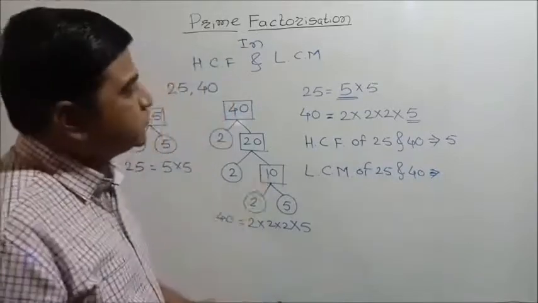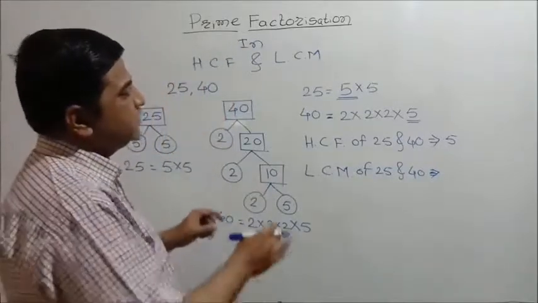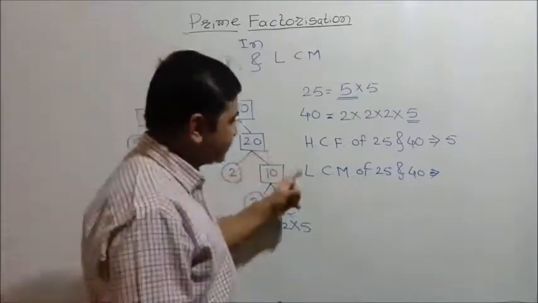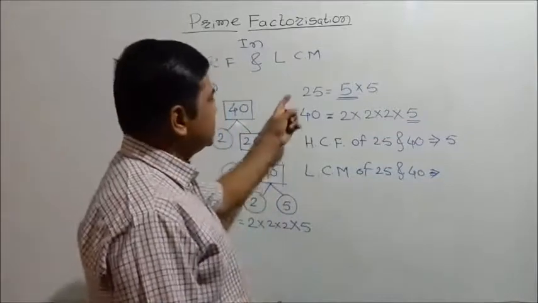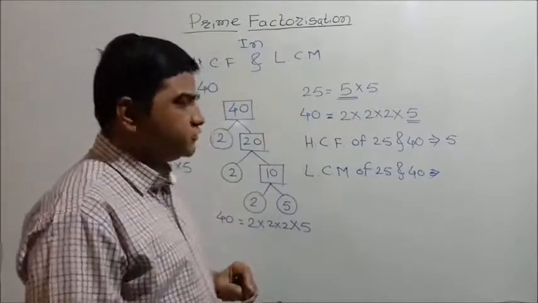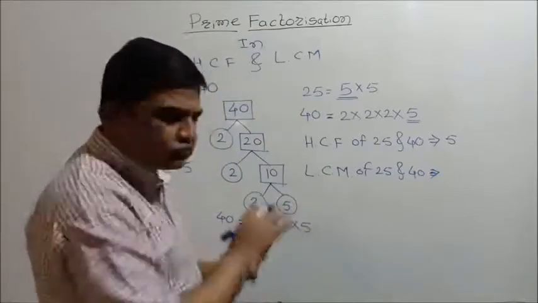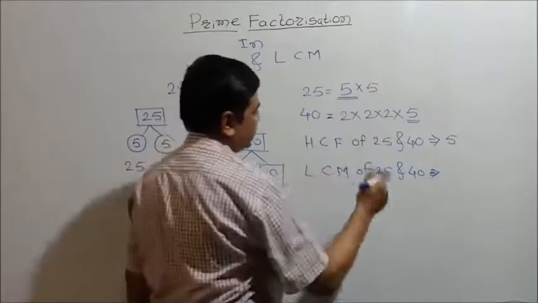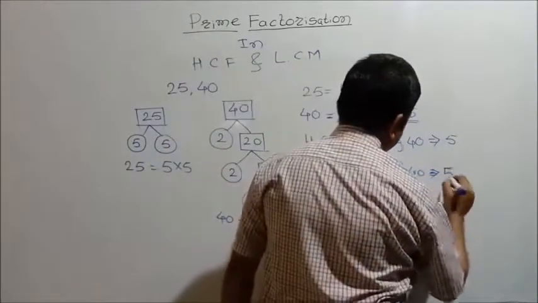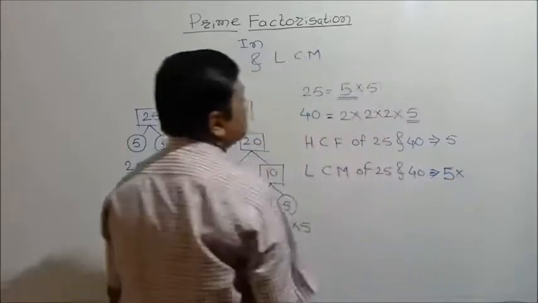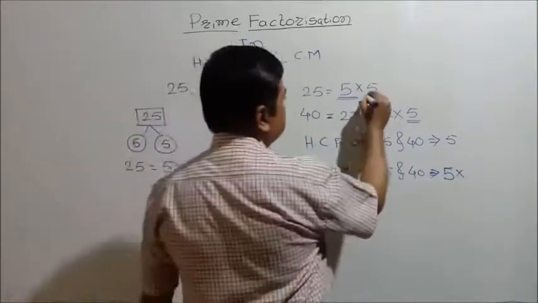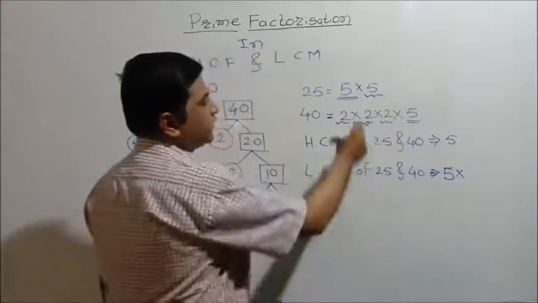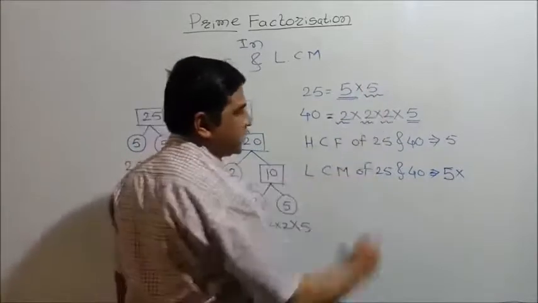But we already know one relation between the HCF, LCM and the numbers: the multiplication of HCF and LCM will give you the product of the two numbers. So the same thing we are using here. What we are doing is that first of all we take the common factor. The common factor in this case is 5. Now what are the remaining ones? Uncommon, I am just putting a waving line below them. So I found that 5, 2, 2, 2 are uncommon.